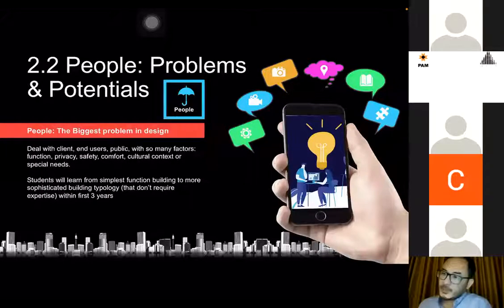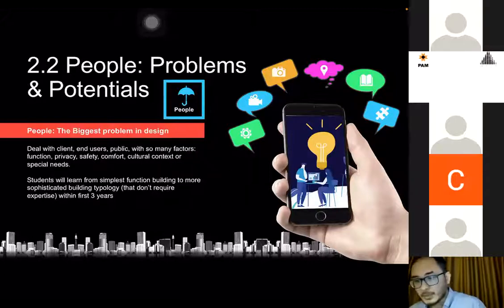All right, so let's move on to number two, people, who are actually the problems and potential. People is the biggest problem in design. Why? Because you, as a student, from your point of understanding, only deal with the lecturer. But at the same time, the lecturer has to think for you about the client, the end user, the public, with so many factors, which are the function of the building, privacy issues, safety issues, comfort of the spaces, cultural context, or special needs. So there are so many things that you have to think about.